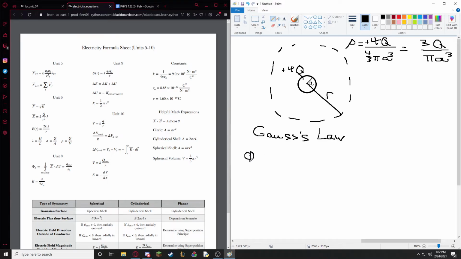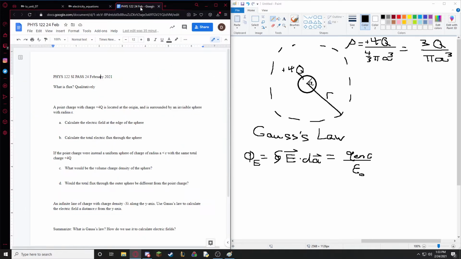Gauss's law says our electric flux, which we know from earlier is the surface integral of E dot dA, is equal to the total enclosed charge within our surface divided by epsilon naught, which is a constant. The value of the constant is 8.85 times 10 to the minus 12, and he actually gives it to you. So that's what Gauss's law is.